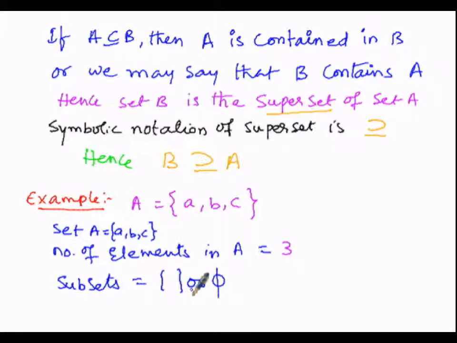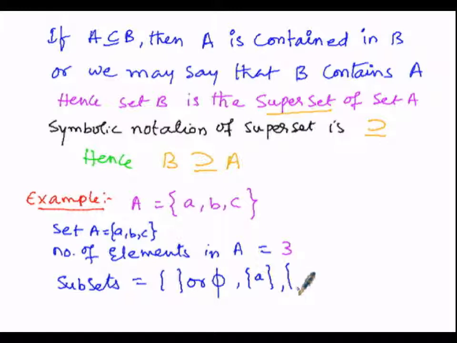So here the empty set is a subset of every set. Now the remaining subsets are of a set consisting of only one element, that is A. This is also a subset, because A is present in set A, that is A, B, C. Therefore the set consisting of A is also a subset of the given set A.